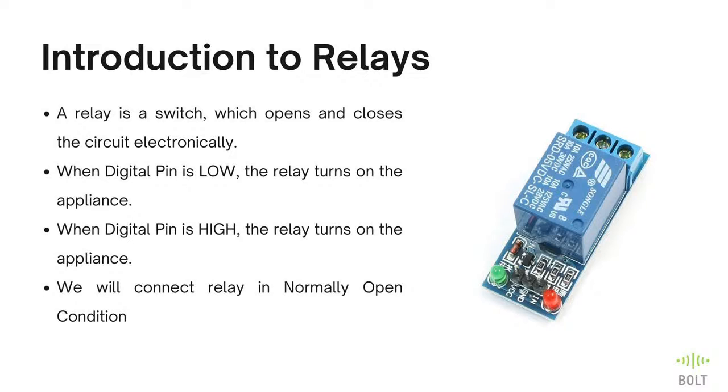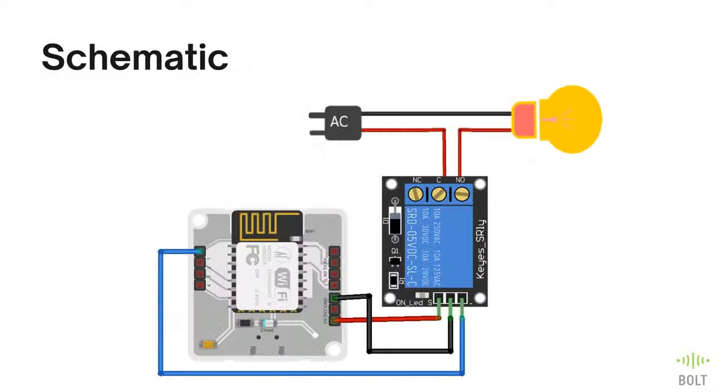I hope this is clear. Why we are using relays, how to use the relays, how these relays work. Okay, moving ahead, let us see how we can make connections in a relay module. So this is the schematic for connecting a bulb, relay module and Bolt Wi-Fi module together. I'll be doing it step by step in front of you on camera now. So you can follow along.